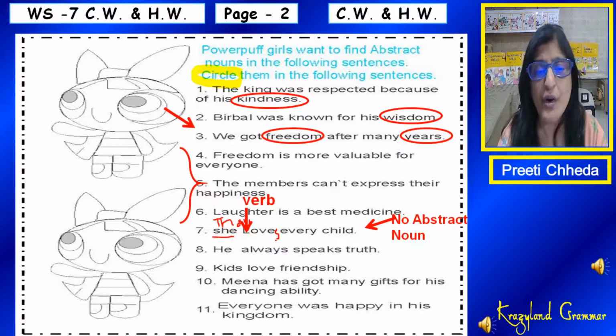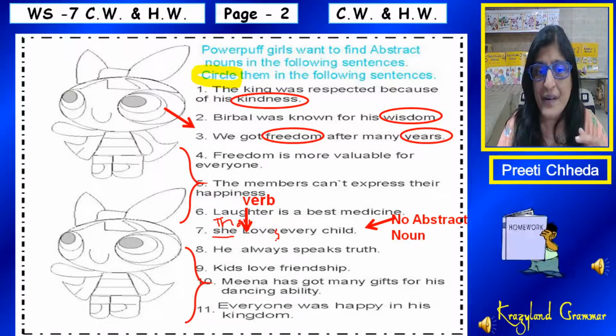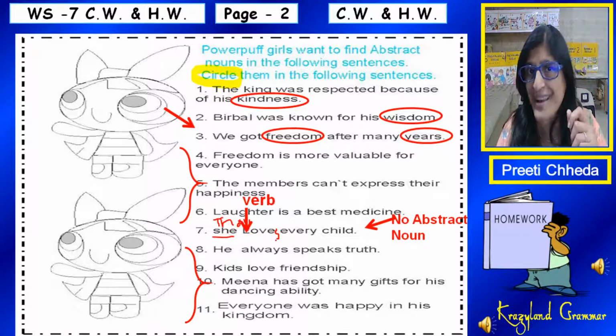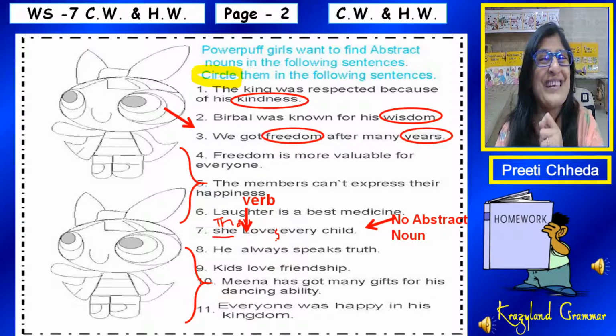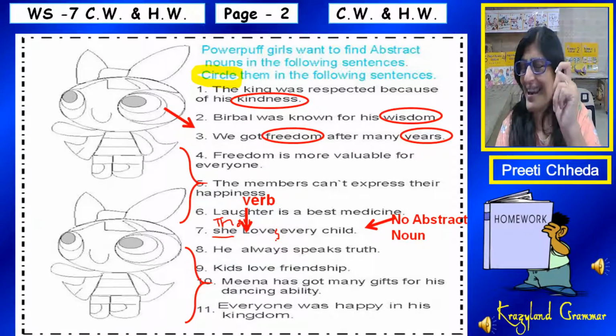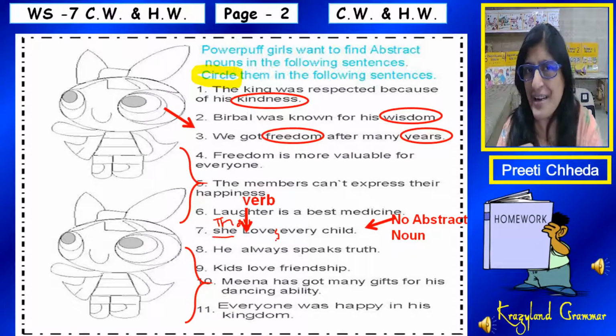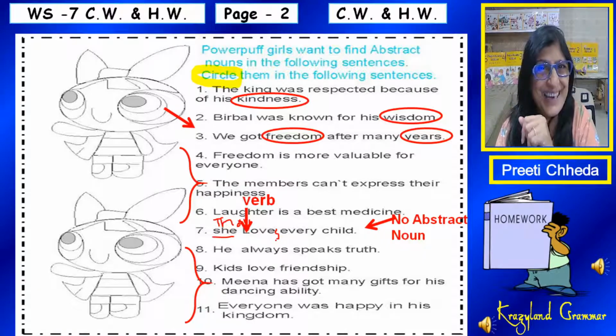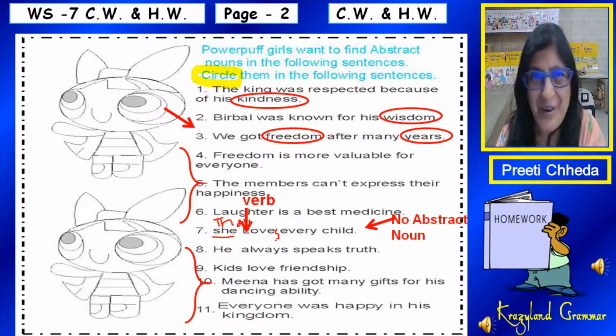Okay, so now 8th, 9th, 10th and 11th. What will you do with these four? Homework. And how do we check? Word by word. And you don't have to underline, you have to circle them. So be careful when you're doing your work.